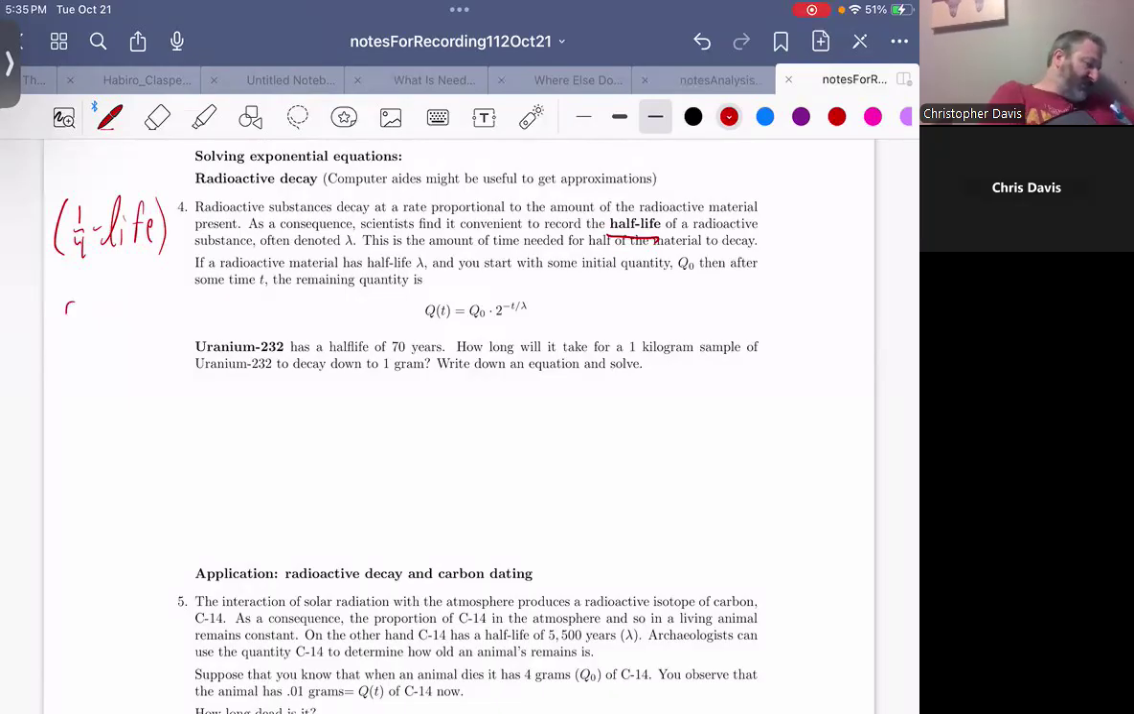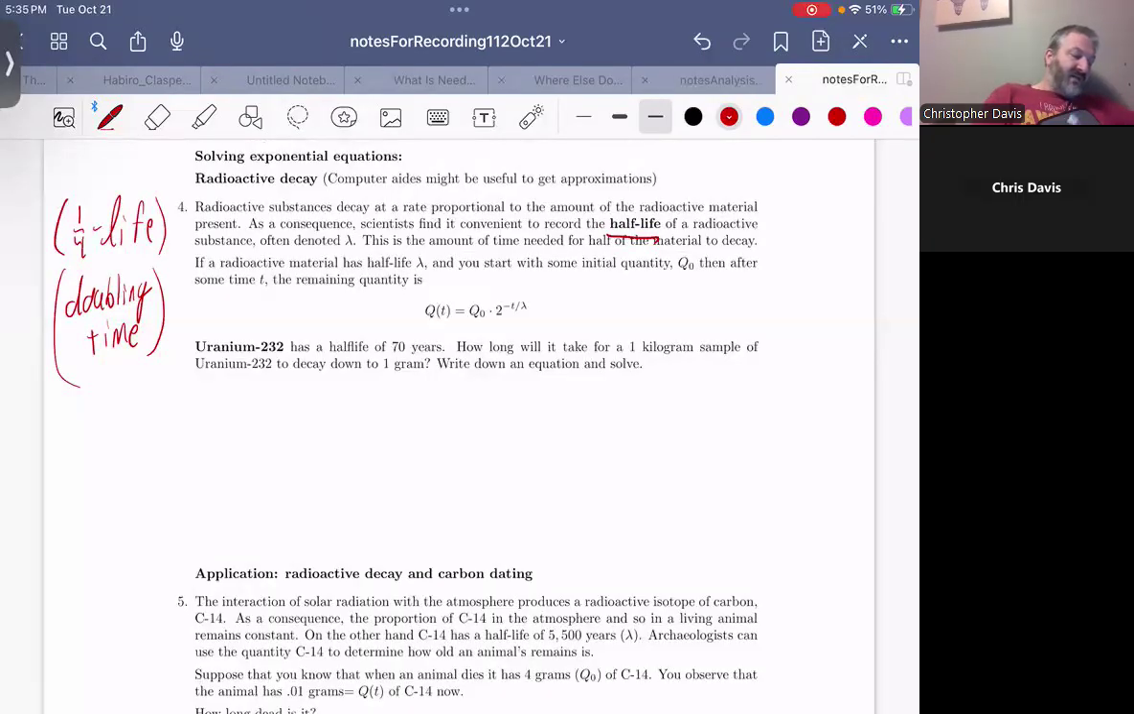Sometimes you also hear things called doubling time, which is how long it takes a quantity to double. That's not for radioactive decay, because radioactive decay indicates it's decaying. So let's go through one.